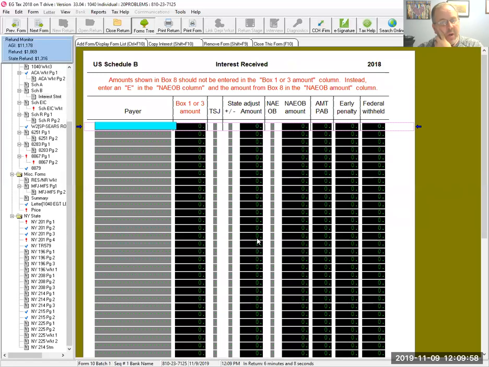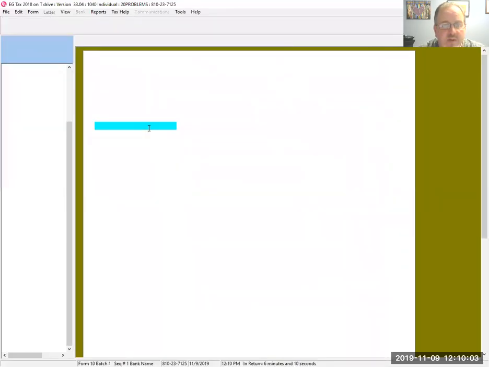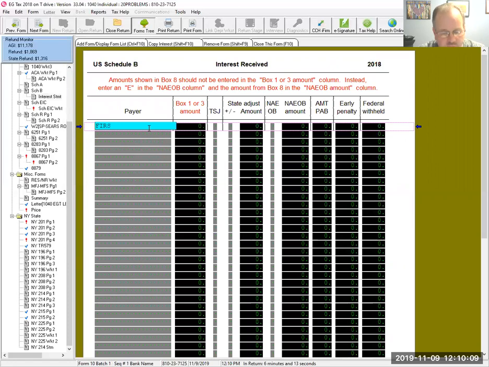All right, so we can look at that. We have that there. This came from First National Bank. All right. And in box 1 or 3, we had $321. Remember, there's no state adjustment on this. We didn't have any withholding, nothing else on here. So we have our First National Bank on there, so we got our interest in.